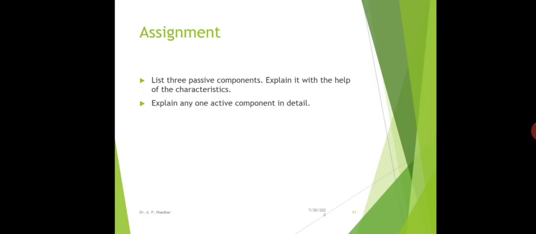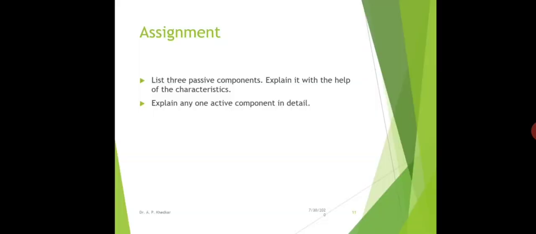Here is a simple assignment for you. First question is list 3 passive components and explain them with the help of their characteristics. And second question is explain any one component in detail. So this is about active and passive components.